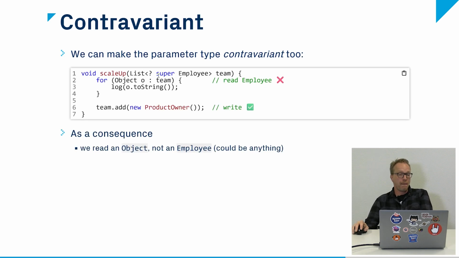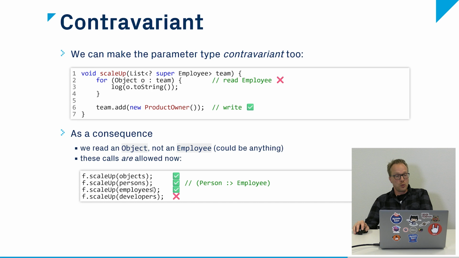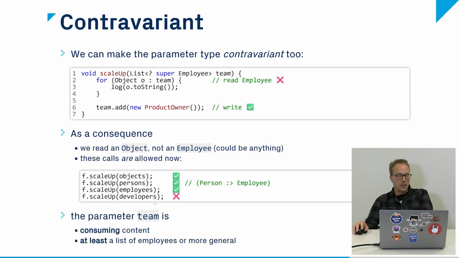So if we look at the calls that are allowed right now, of course we can still scale up a team of employees, but we can also scale up a team of persons or of objects. That's no problem. We can still safely write any type of employee to it, but we cannot scale up a team of specific employees like developers. And this type of team, we call contravariant, and the parameter team is only consuming content. And when you are producing from it, so reading, then the best you can say is it's an object.